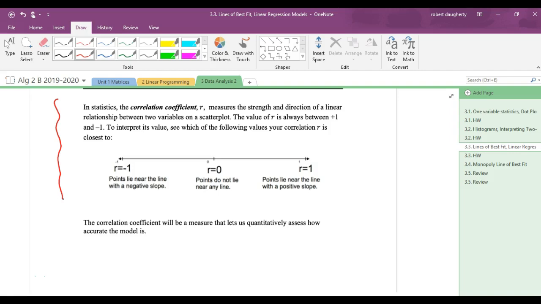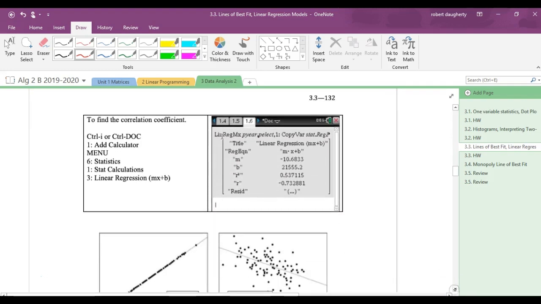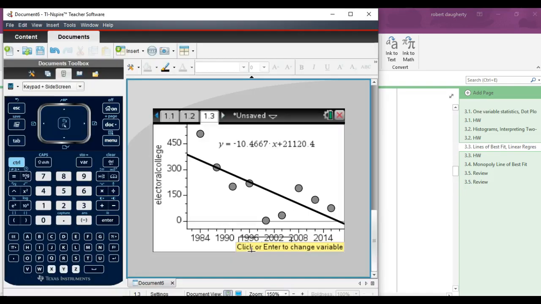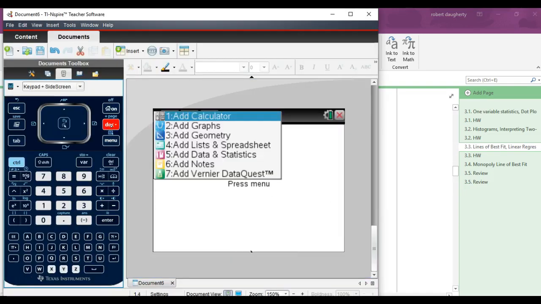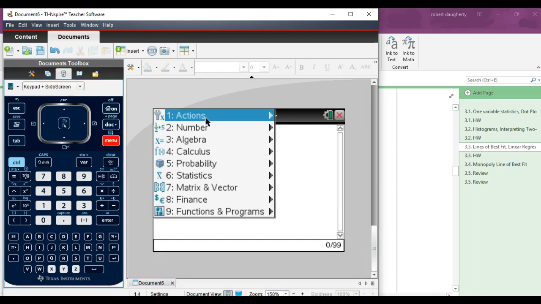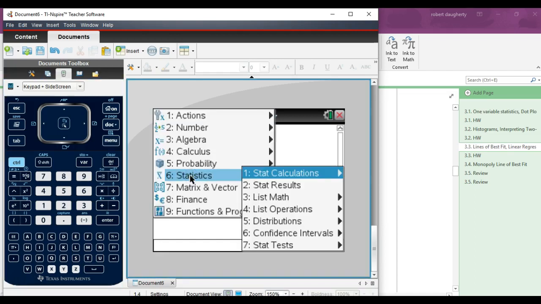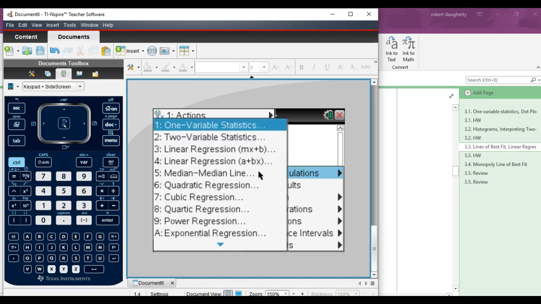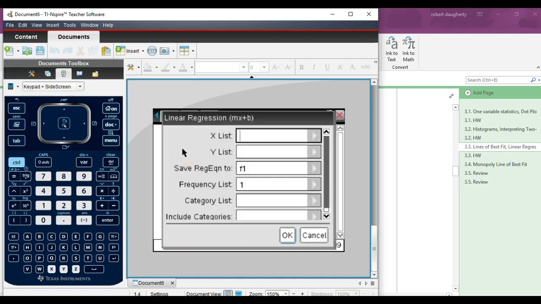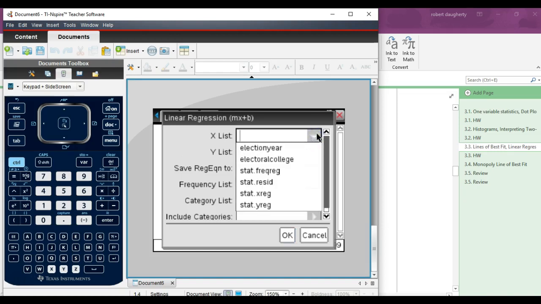So there's a coefficient of correlation we're going to calculate. The closer that is to 1 or -1, the stronger the correlation is going to be. So that tells me whether or not linear was a good fit for this model. So to find the correlation coefficient, on my calculator I'll just create a new calculator page, and I can just go menu, statistics, and these are stat calculations, linear regression, mx plus b. Every time we do it, it's always mx plus b, not a plus bx. So what were my x values in this chart?